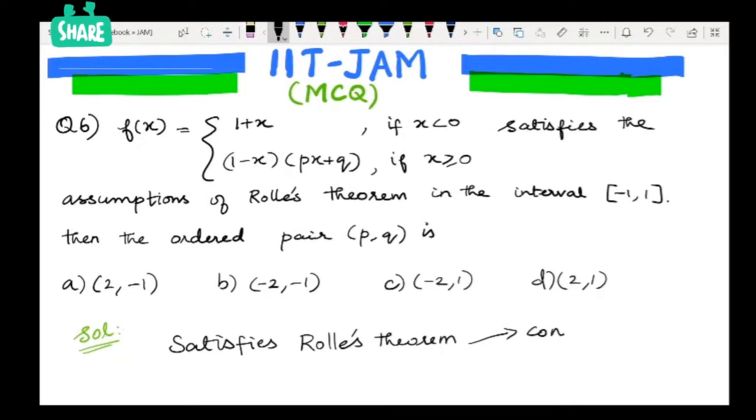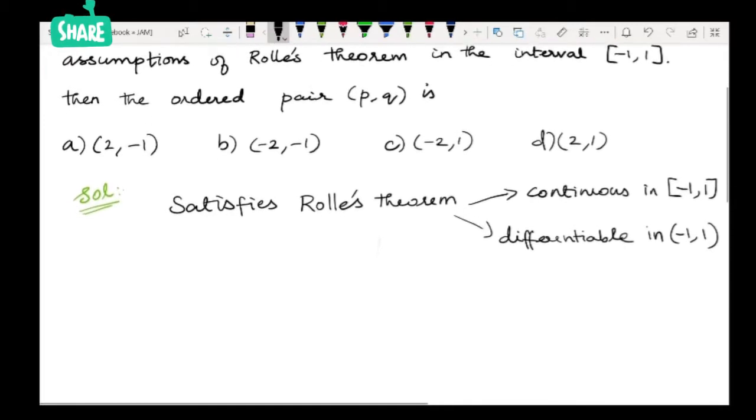It means the basic two conditions are that it should be continuous in the closed interval minus 1 comma 1, and it should be differentiable in the open interval minus 1 comma 1. So those will be the first two conditions of Rolle's theorem.